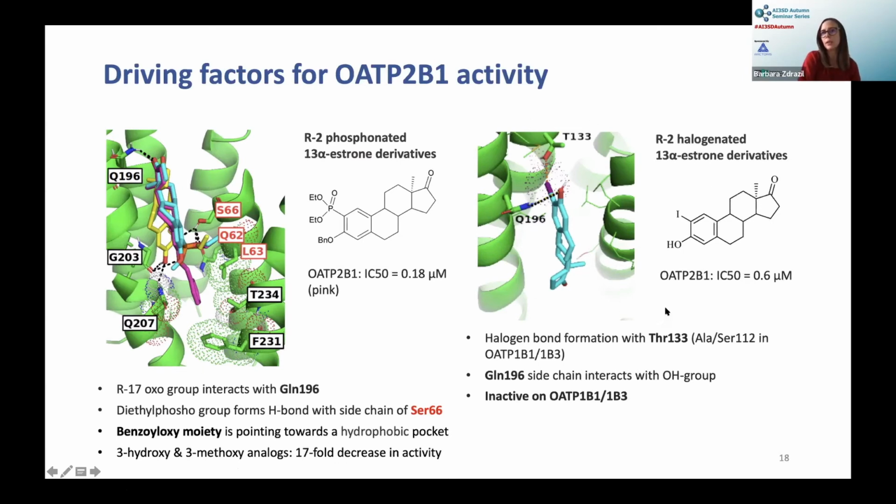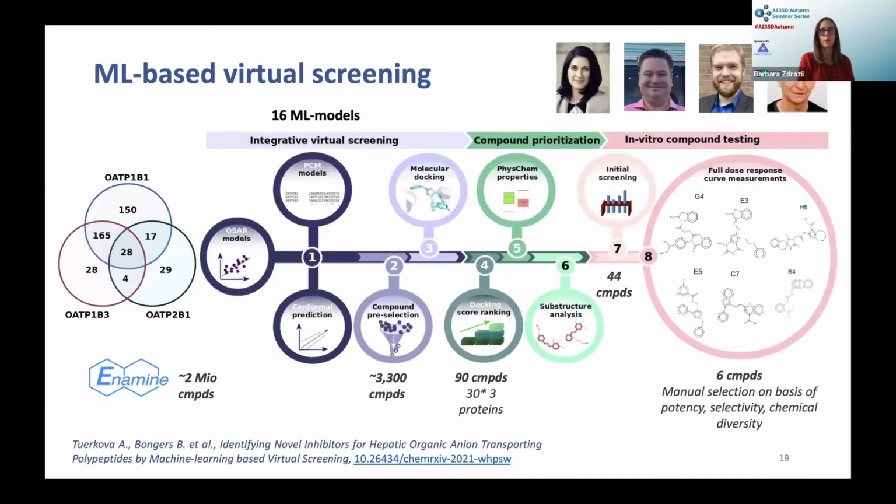And even more interesting were the halogenated derivatives, because here we found interaction with a threonine, so a halogen bond formation. And this residue actually hasn't been reported beforehand in literature, but it's also non-conserved. So it's an alanine or serine in the other two transporters. And this compound actually is really selective towards OATP-2B1. So it's obviously inactive on the other two transporters. And we also couldn't find any docking poses for this compound in the other two transporters.